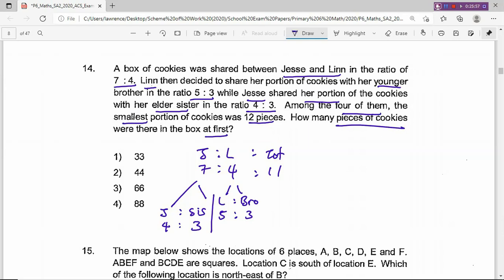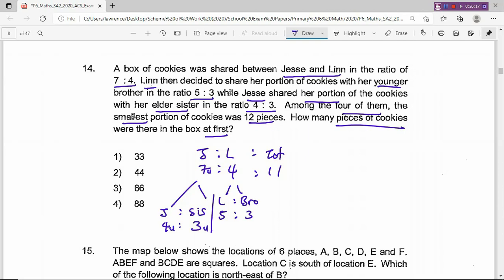Very simple. Now, if you look carefully, Jessie shared her portion with herself and the sister. So there are 7 units, right? 7 units. So you just add 4 plus 3, right? Jessie and the sister, which is 4 and 3, add together is also 7. So very good. So they are all units, the same.